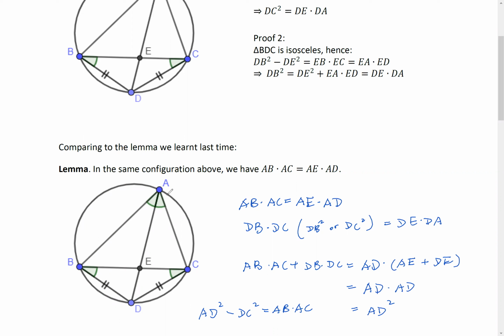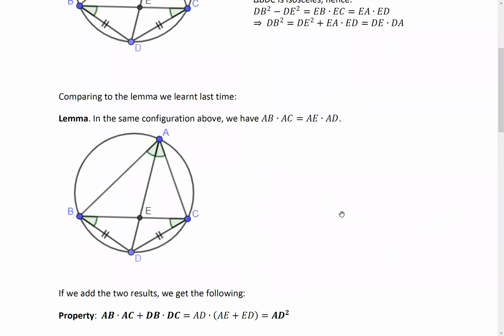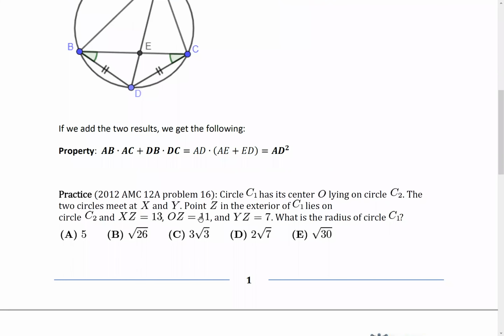Just such a simple configuration, right? Just a simple angle bisector. We made a whole lot of things out of it: similar triangles, segment products and squares and all that. And let's put everything in action. Let's look at a problem, which is supposedly a difficult problem. Let's look at this one: 2012 AMC 12A, problem 16. Let's see what it's talking about.